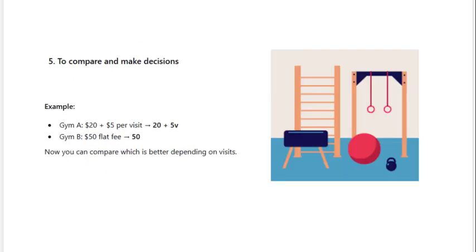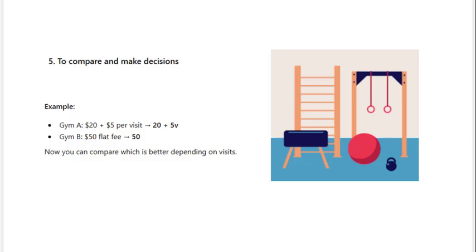And the final way we use expressions is to compare and make decisions. Let's say you want to go to the gym, right? We can decide between 2 different options. Gym A is $20 plus $5 per visit, so our expression is 20 plus 5V. Gym B is just a flat fee of $50. The expression is just 50. Now you can compare which is better depending on visits.